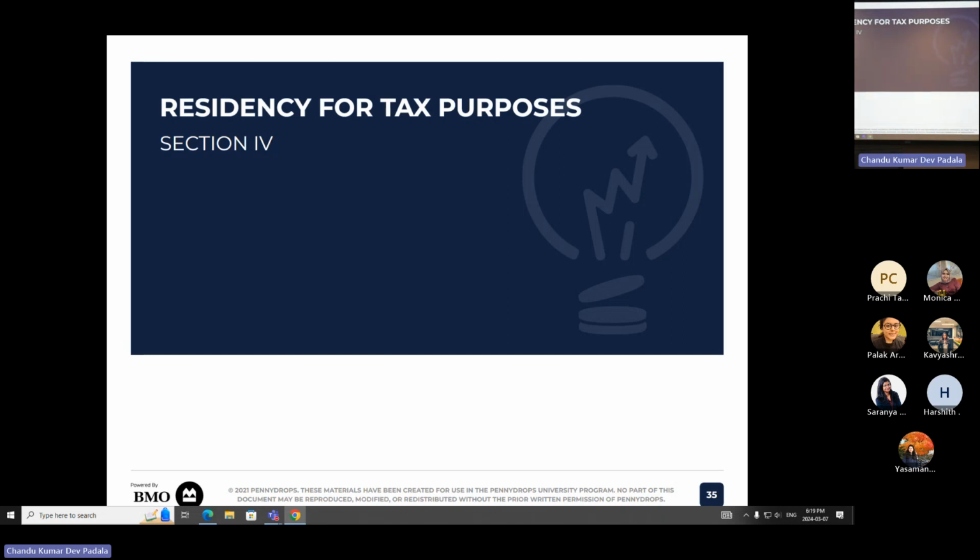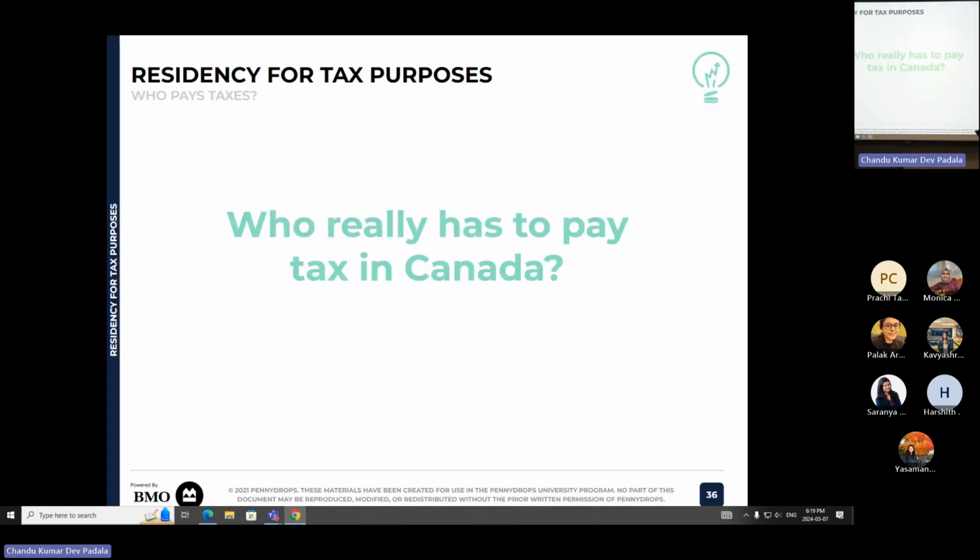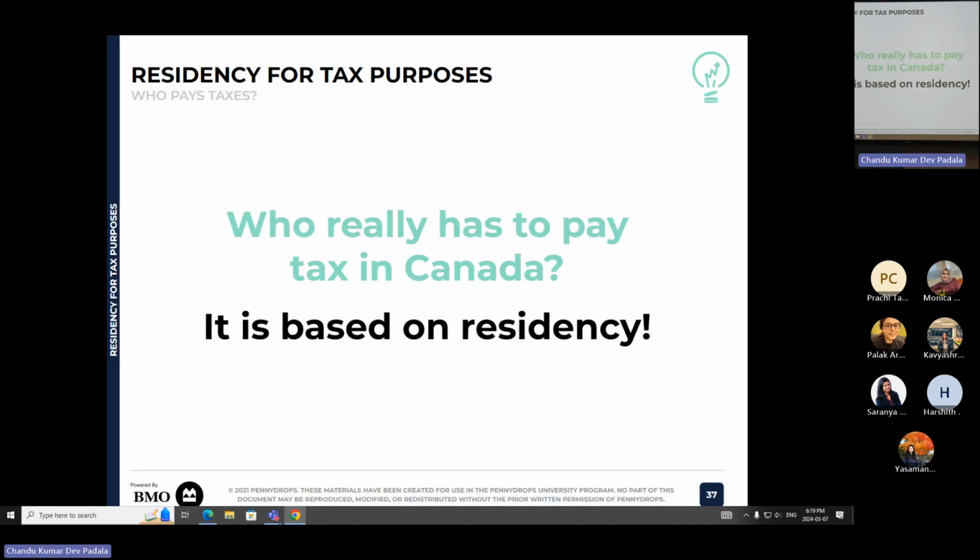Great. So the next section is about residency for tax purposes. Basically, this is talking about who has to pay tax in Canada. So it's based on residency. We're going to get into what exactly residency means.